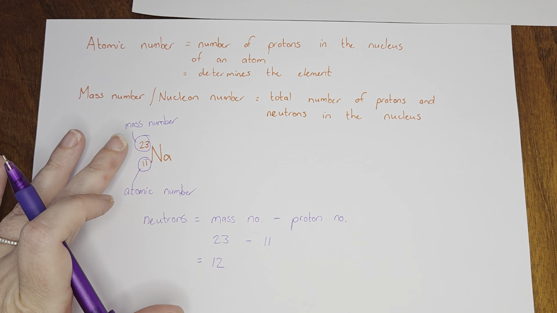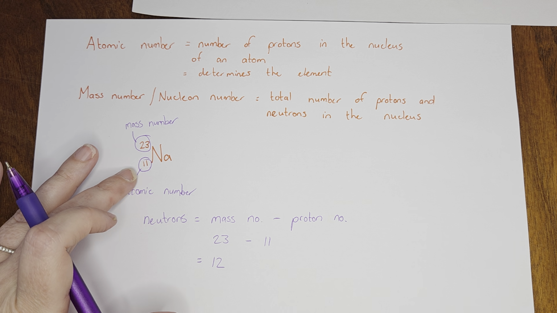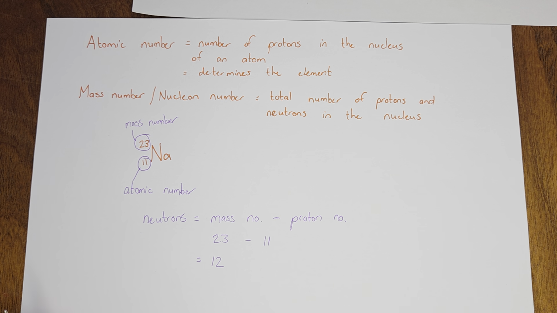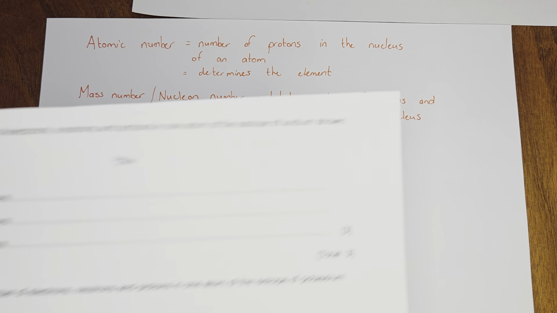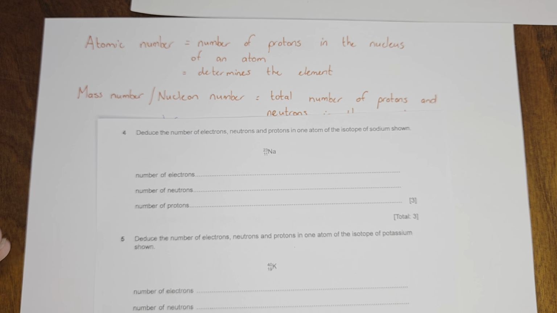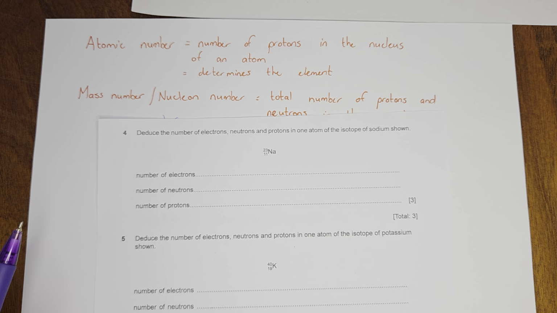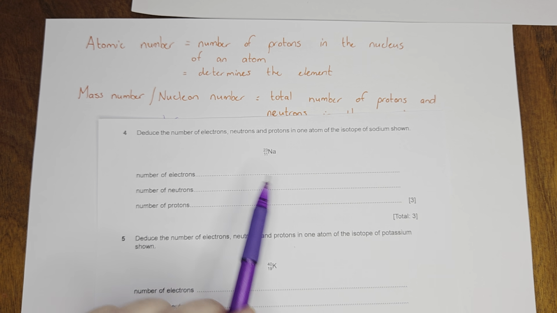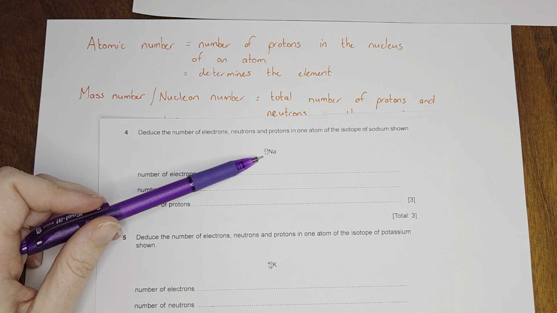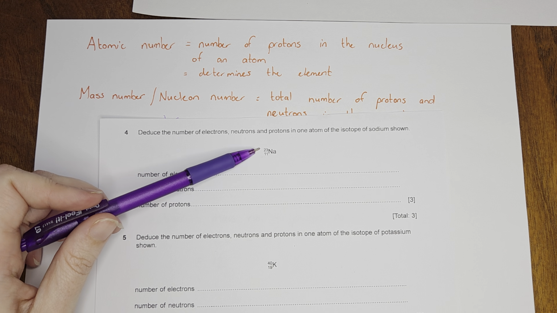So you will always just look for the mass number, look for the atomic number, and it's usually the bigger one minus the smaller one will always give you your neutron number. So the types of questions that you're going to get would be literally to deduce the number of electrons, neutrons, and protons in the following symbols. So in this case, like I said, there's no key, but you always know the smaller number is always going to be the proton number, and the bigger number is going to be the mass number.